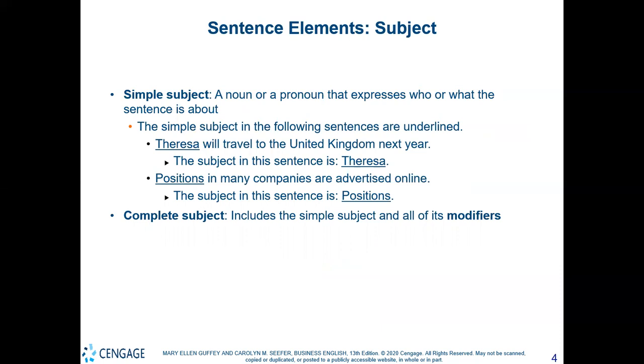Sentence elements. Simple subject: a noun or a pronoun that expresses who or what the sentence is about. The simple subjects in the following sentences are underlined. Teresa will travel to the United Kingdom next year. The subject in the sentence is Teresa. Positions in the companies are advertised online. The subject in the sentence is positions. Complete subject includes a simple subject and all of its modifiers.